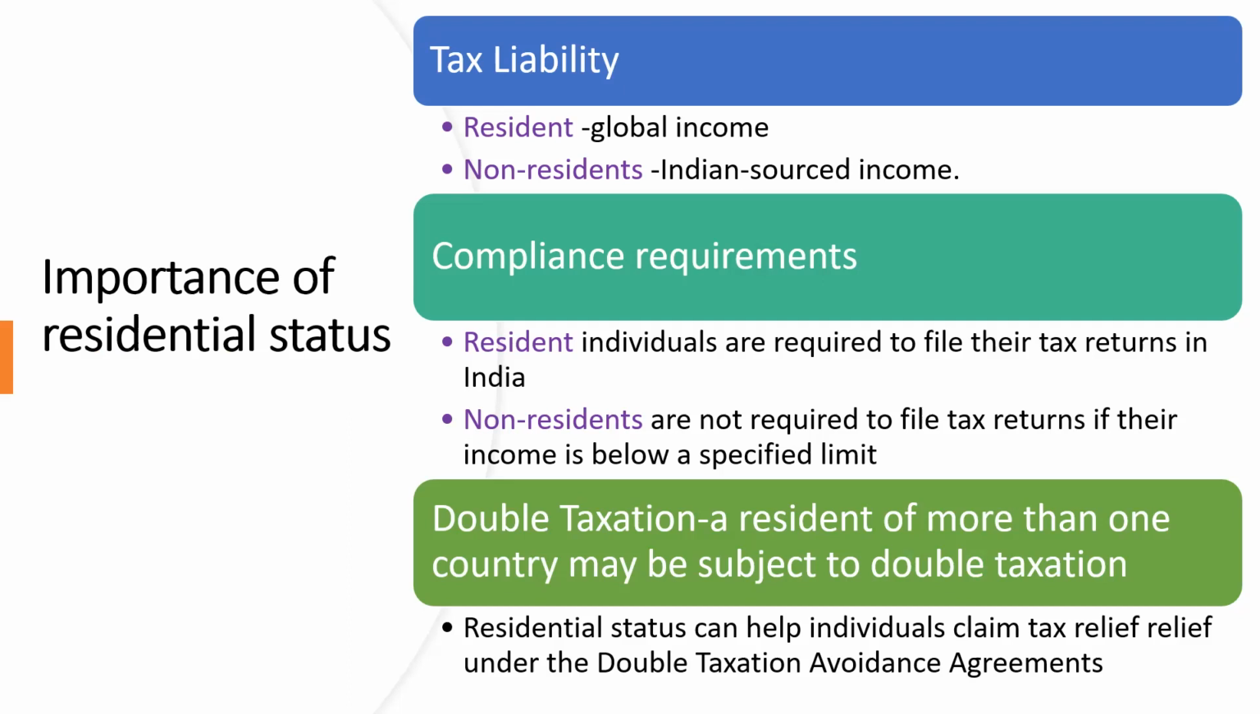And the third reason for determination of residential status is double taxation. An individual can be a resident of more than one country and may be subject to double taxation. And to avoid this, an individual's residential status plays a very important role. So residential status can help individuals claim tax relief under the double taxation avoidance agreement.